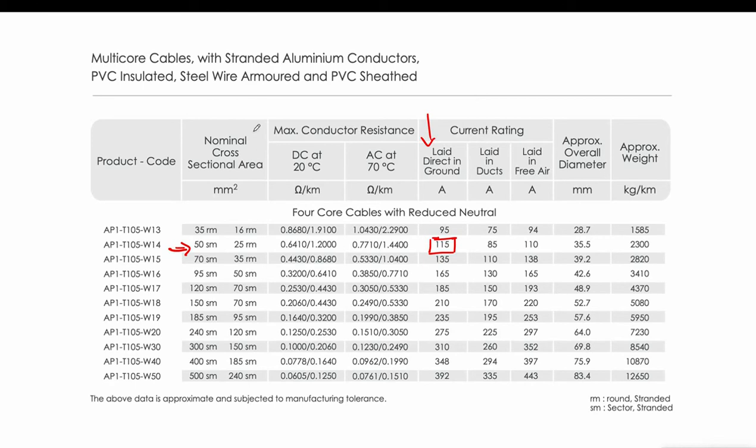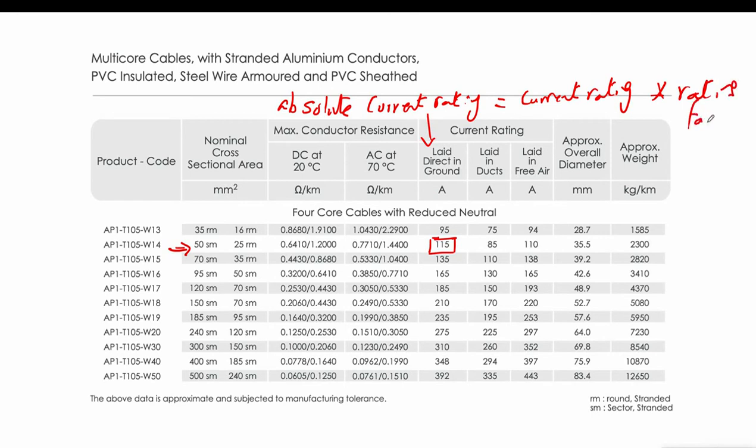Okay, so absolute current rating equals the current rating from this table, aluminum or copper, multiplied by the rating factors. Okay, how can I get the rating factors?